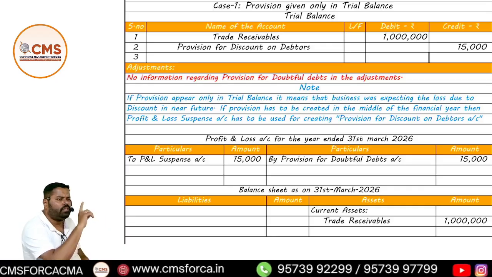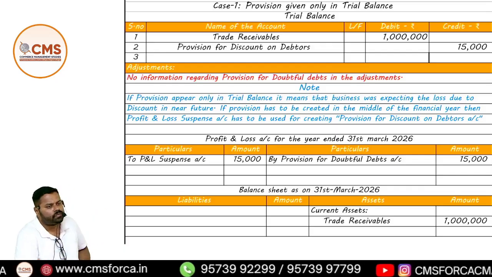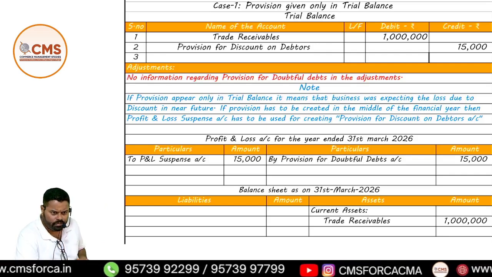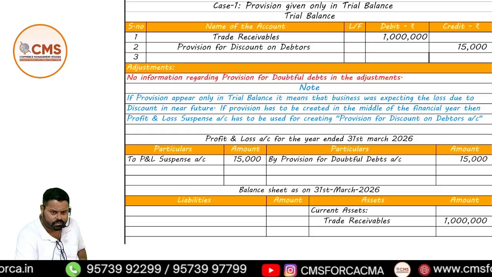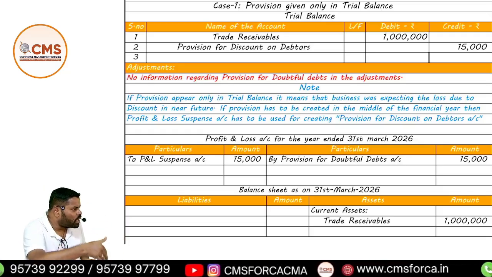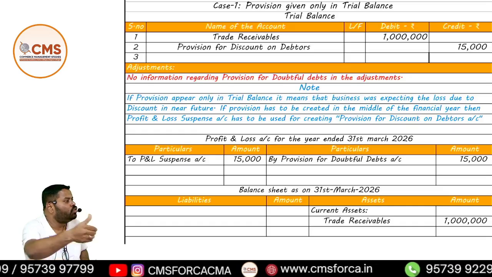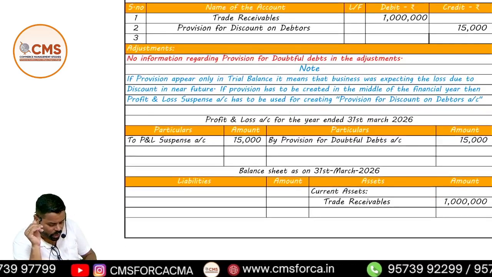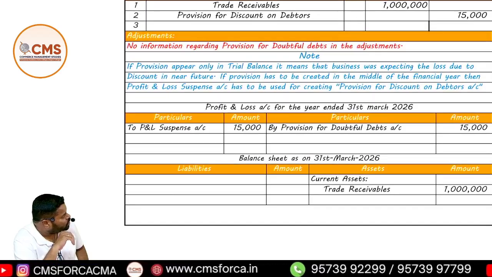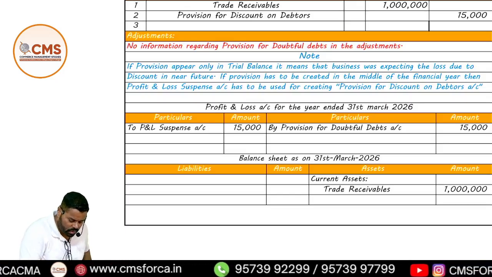If you are clear with the bad debts concept and provision for doubtful debts concept, you already know this concept. What is this 15,000? Discount allowed. Anticipation that you may give 15,000 rupees as discount to the good customers. Correct? Now look at the thing. No information regarding provision for discount is given here. This is wrong.